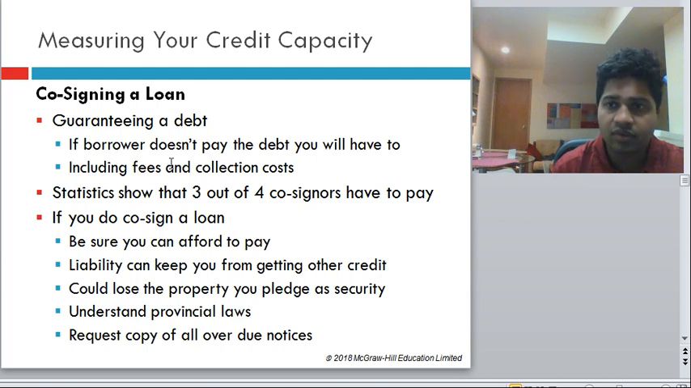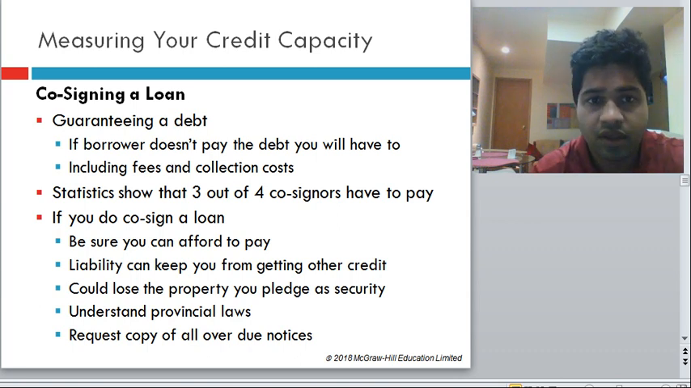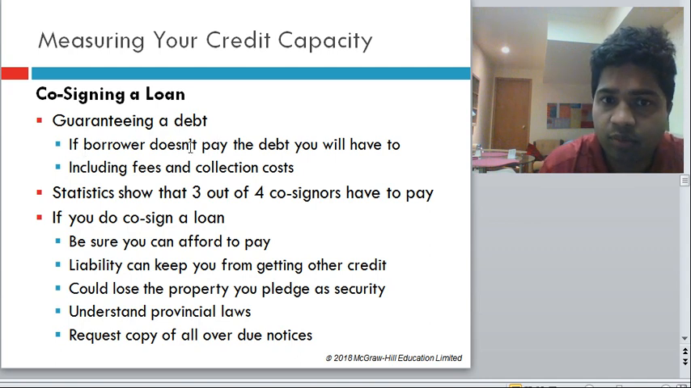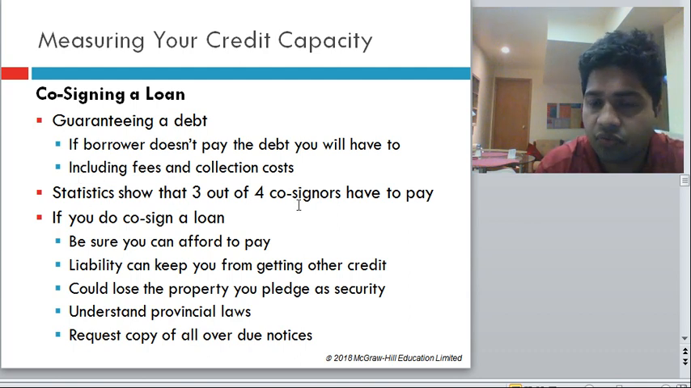Second thing, whatever loans you co-sign, they are reflected on your credit report, on your credit history. So your credit rating may go down because of co-signing of loans. So you have to be careful. Guaranteeing a debt: if a borrower doesn't pay the debt, you will have to pay, including fees and collection costs. Statistics show that 3 out of 4 co-signers generally have to pay. If you do co-sign, be sure you can afford to pay.